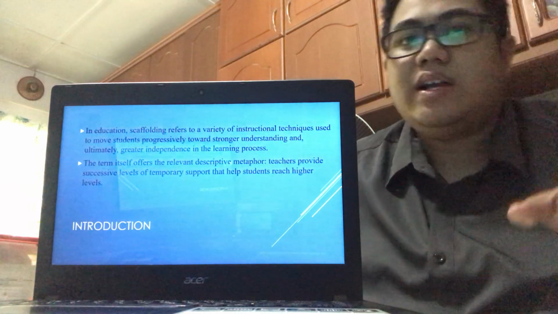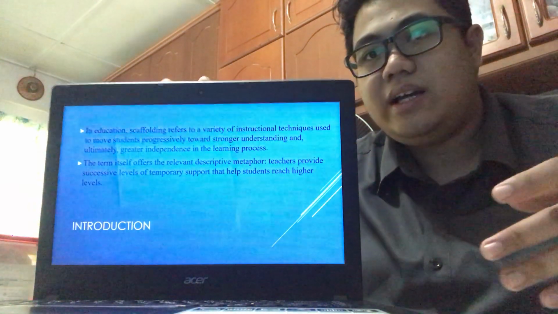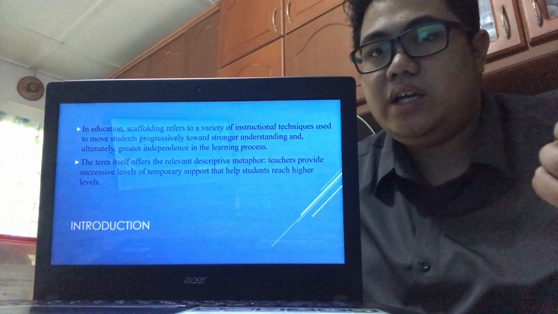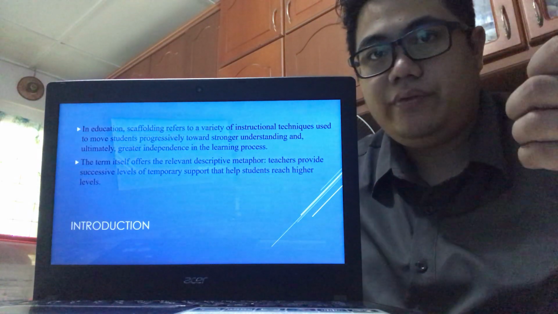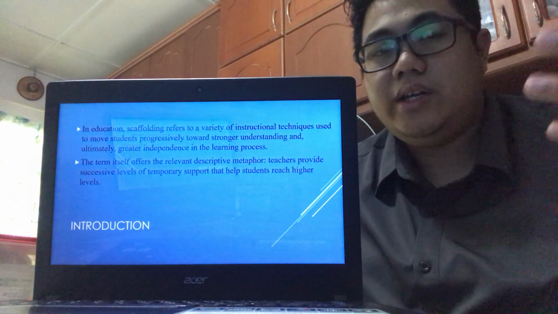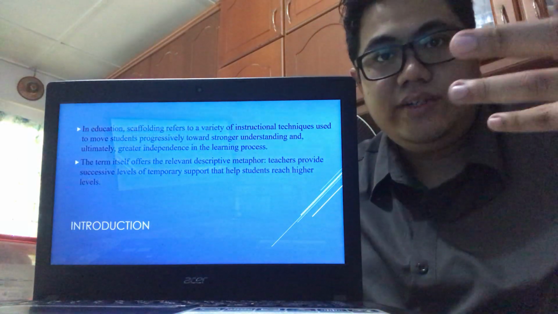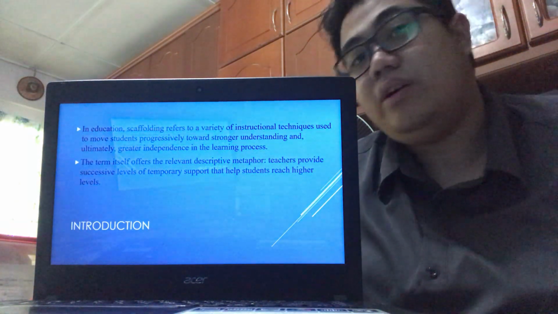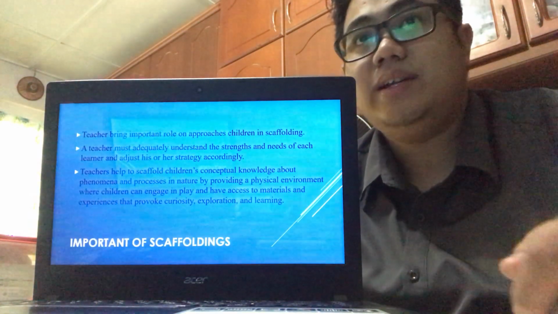So scaffolding we can relate to something like a challenge that allows students to challenge themselves to get new knowledge. Meaning that there are things that they can do with guidance, things that they cannot do without guidance, and things that they can do on their own. That's how it goes for the introduction. So we go to the next one.